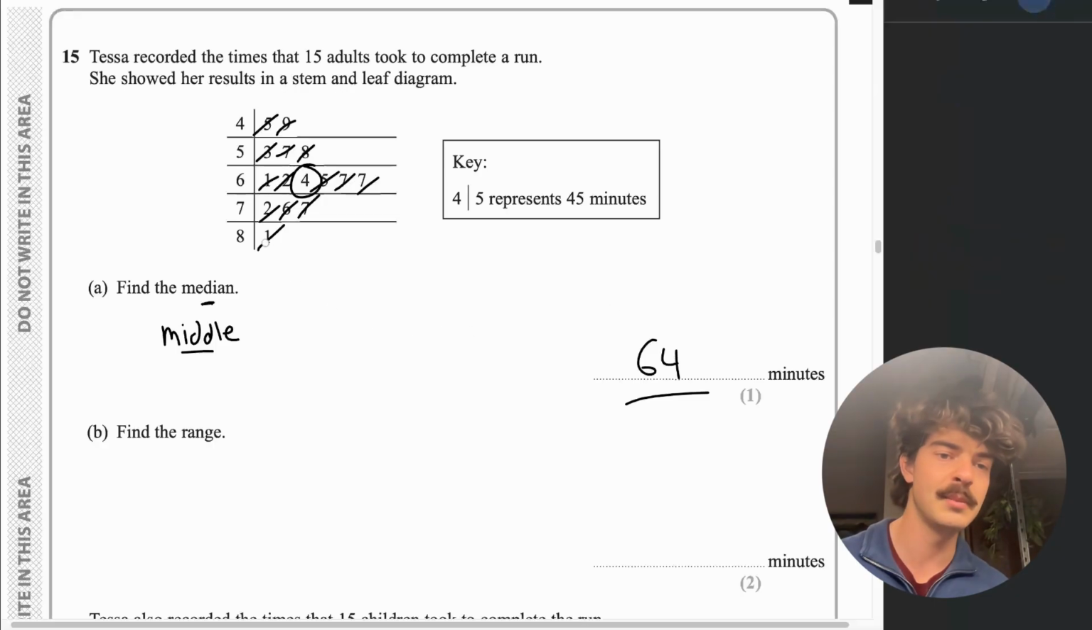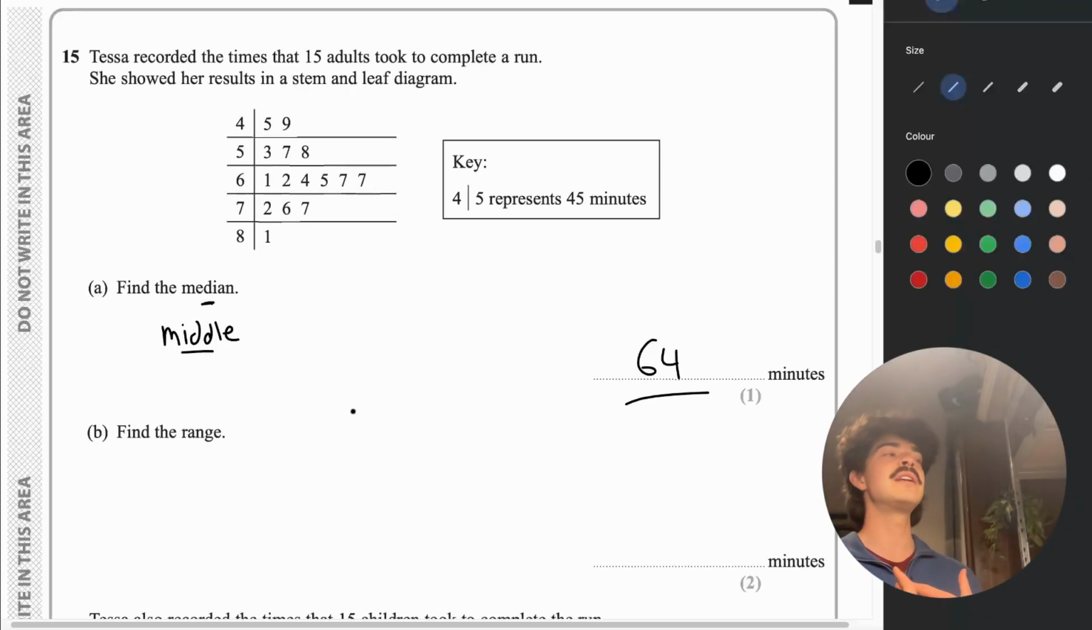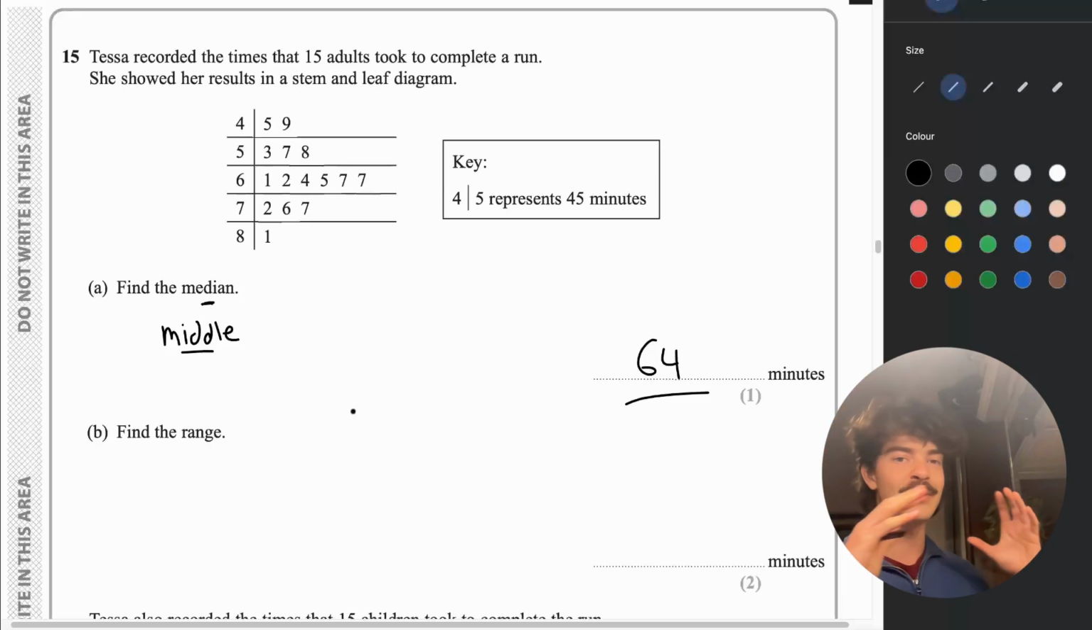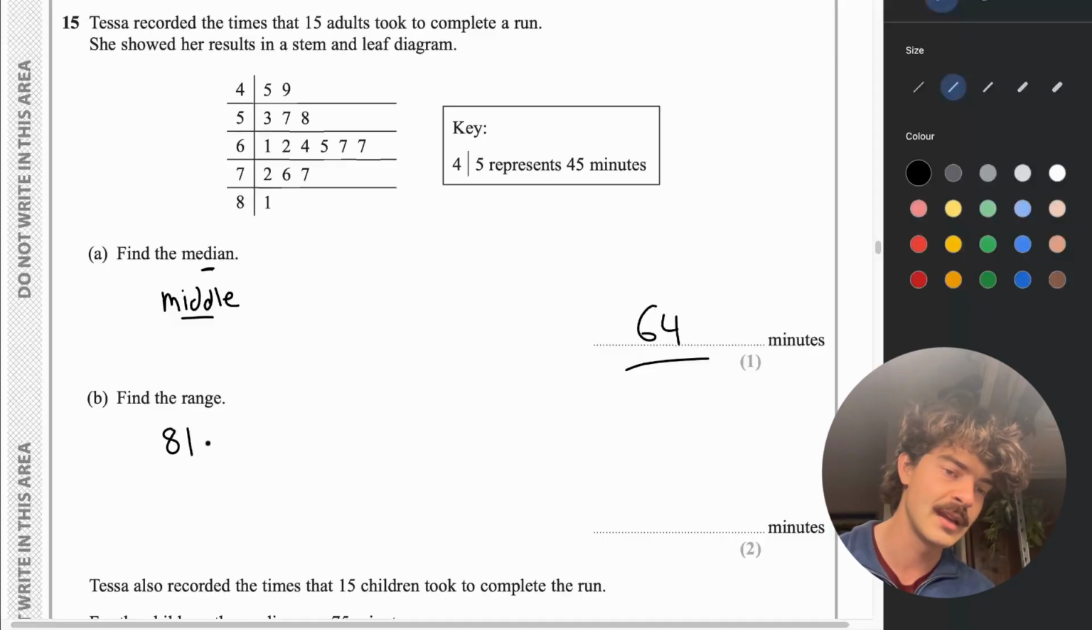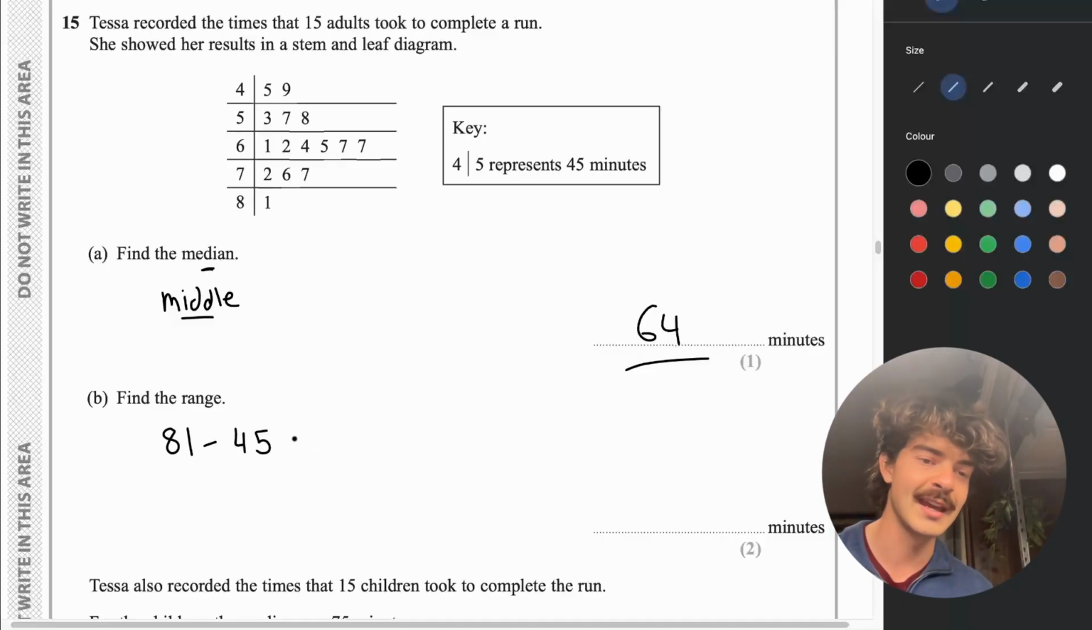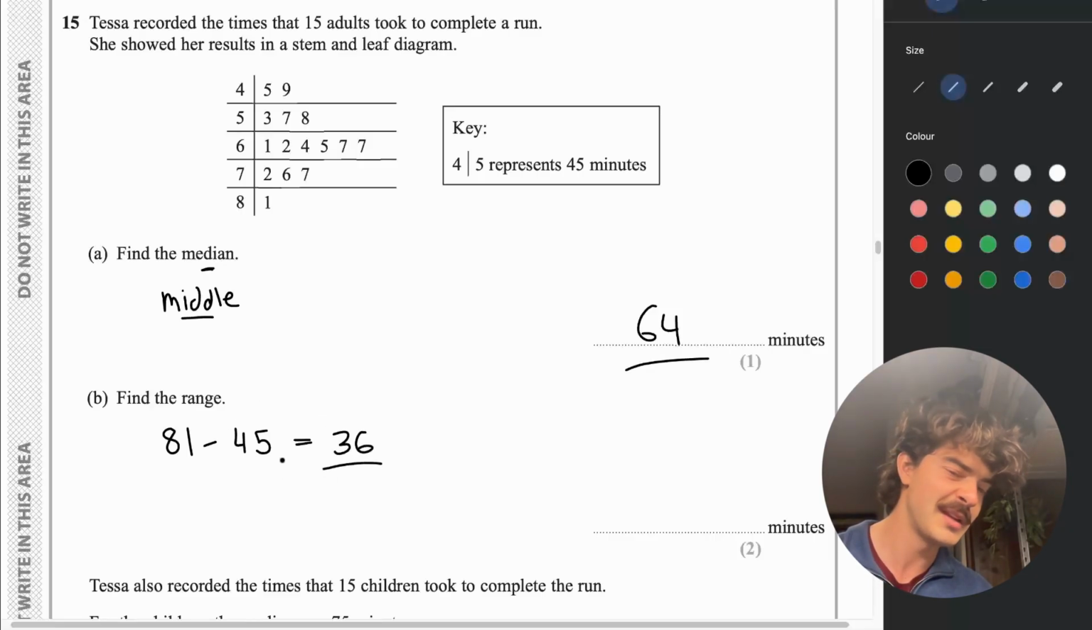Excellent. Next up, let's find the range. The range is a measure of spread. It's how spread out our data is. And range itself means let's take the biggest value and take away the smallest value and find out how distant apart the smallest and the biggest values are. So in our data, 81 minus 45. And in our case, this is going to leave us with a total of 36. You might want to be a little bit careful with this calculation here and not accidentally go a bit too high.